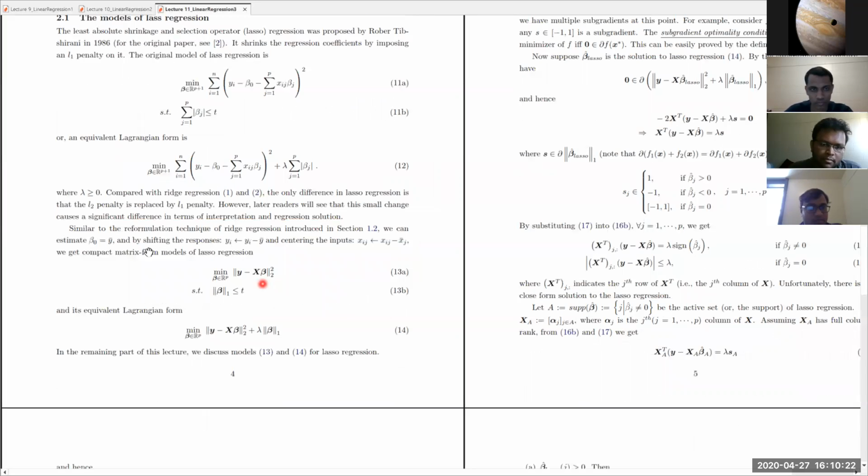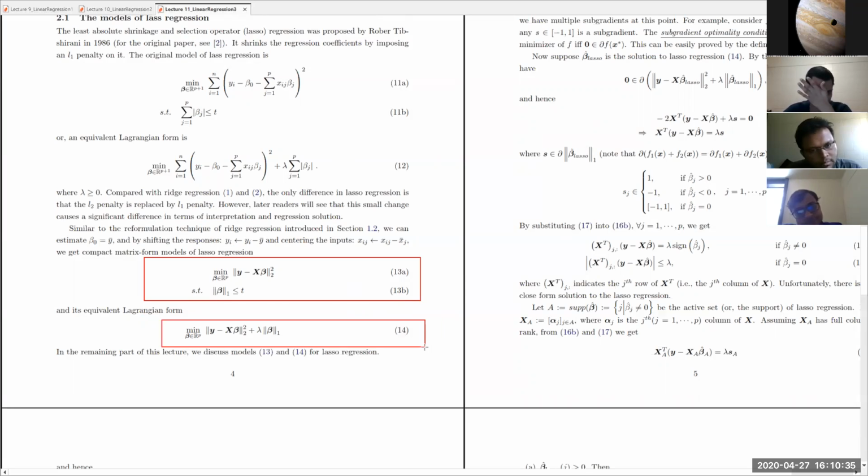And similarly, you're going to estimate the beta 0 by y bar. And everything becomes compact, I should say. I can use a compact matrix form to write the Lasso as well. And by comparing this one with the ridge regression, what's the difference? The only difference is here, rather than the 2 norm square.